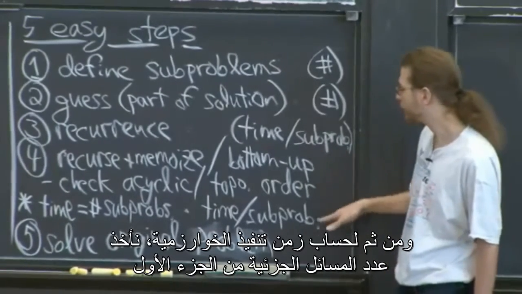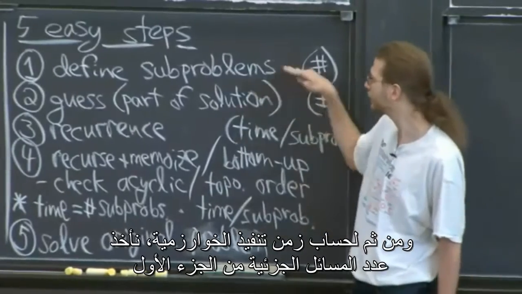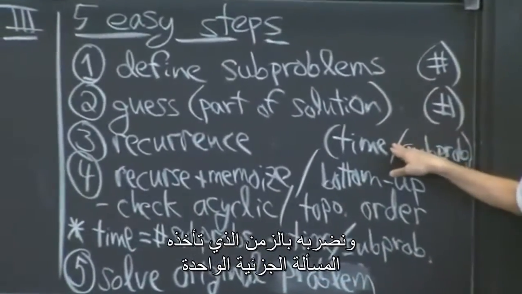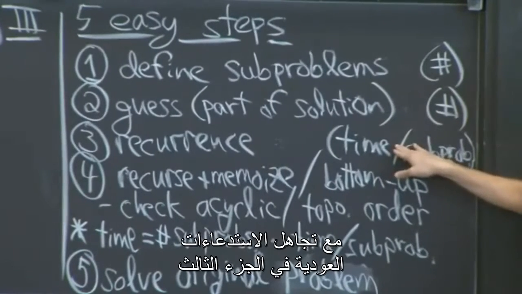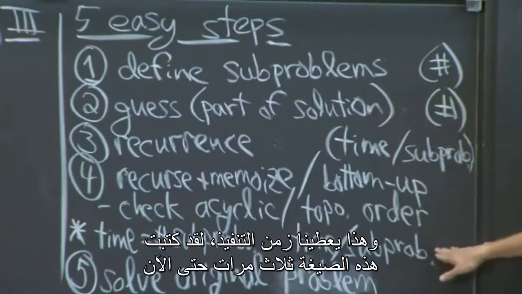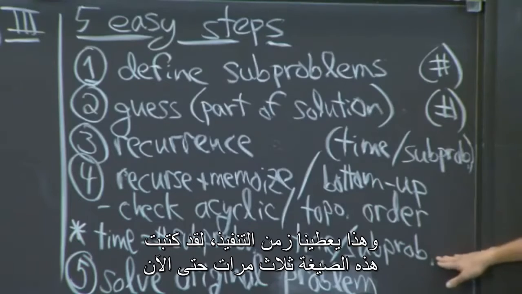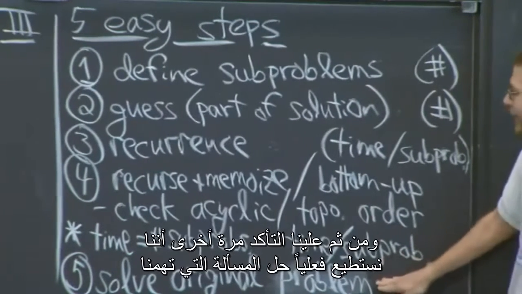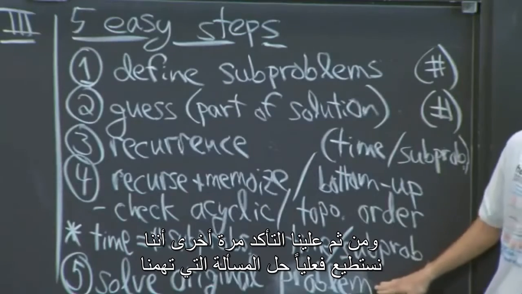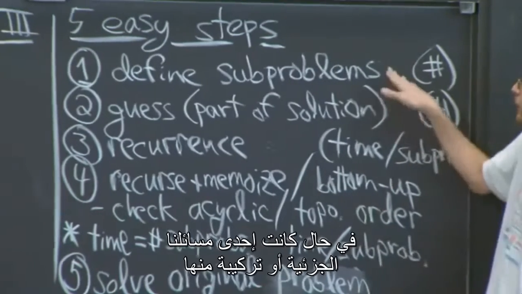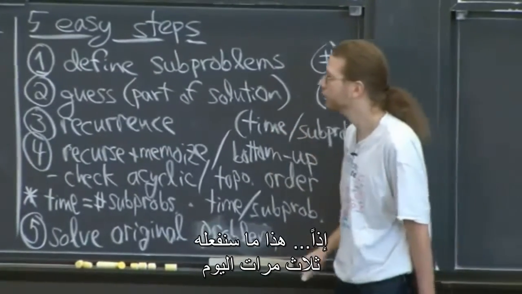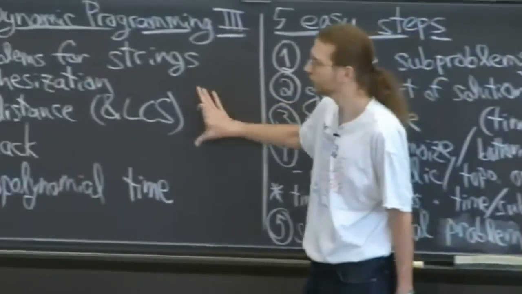And then to compute the running time of that algorithm, you just take the number of subproblems from part 1, and you multiply it by the time it takes per subproblem ignoring recursion in part 3. That gives you your running time. I've written this formula by now 3 times or more. Remember it. We use it all the time. And then you need to double check that you can actually solve the original problem you cared about. Either it was one of your subproblems or a combination of them. So that's what we're going to do 3 times today.